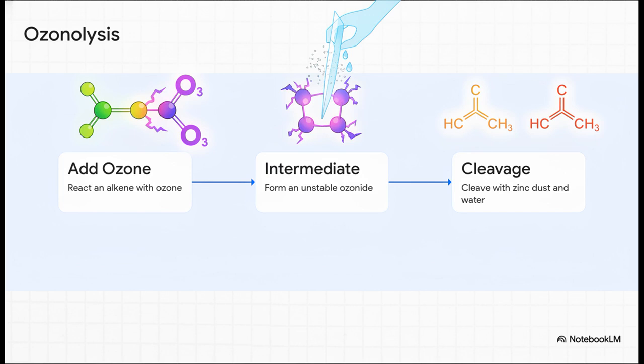Then by adding some zinc dust and water, you cleave or just chop that molecule right down the middle. The result? You've successfully birthed new aldehyde or ketone molecules, along with some hydrogen peroxide, all depending on the exact shape of your starting alkene.